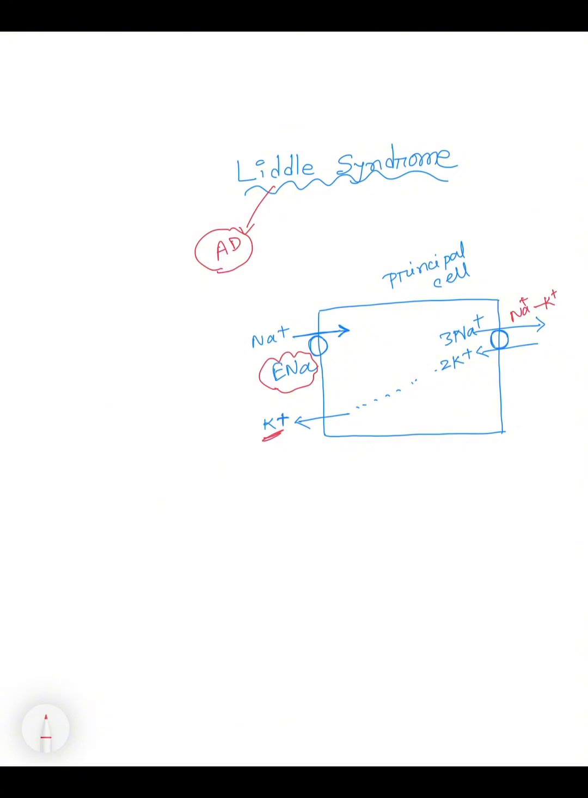So in Liddle syndrome, the site of defect is this epithelial sodium channel, where a gain of function mutation of this epithelial sodium channel occurs. As a result, more and more sodium will enter through this channel. And we know that water follows sodium and hydrogen follows potassium. So the patient with Liddle syndrome will typically present with hypertension due to gain of sodium and water. And as potassium and hydrogen are lost, due to loss of hydrogen, there will be alkalosis.